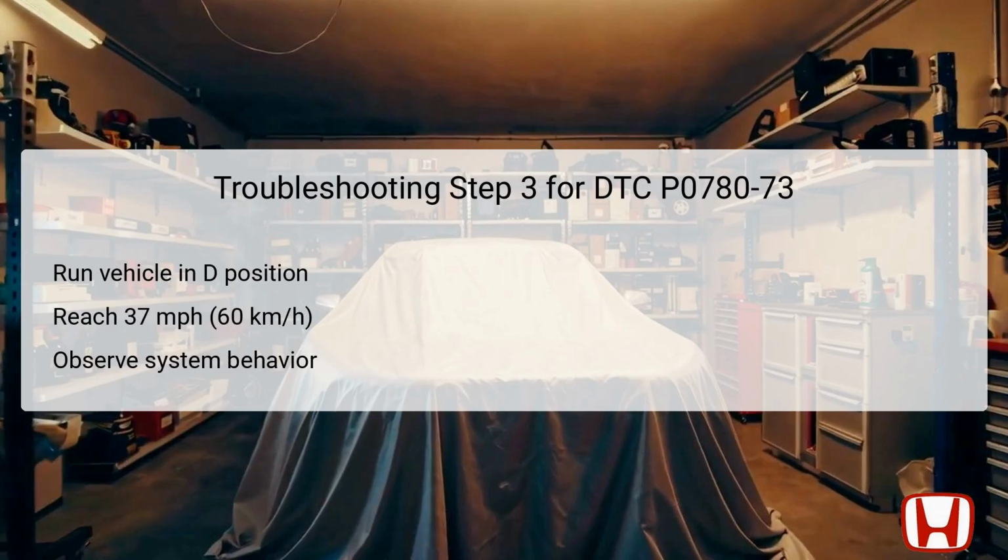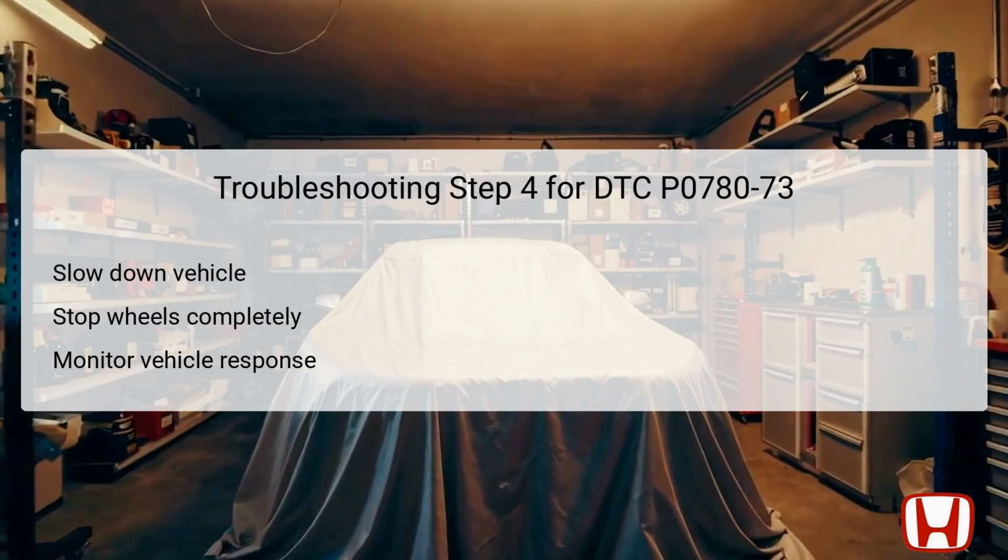This specific speed is crucial for assessing the CVT's operational efficiency and accurately determining if the solenoid valve is functioning within its specified parameters. During this phase of testing, technicians closely monitor the vehicle's performance to identify any irregularities in its response to acceleration and deceleration. Observing the system's behavior at this speed allows for a comprehensive evaluation of the drivetrain, ensuring that any anomalies can be noted for further troubleshooting.